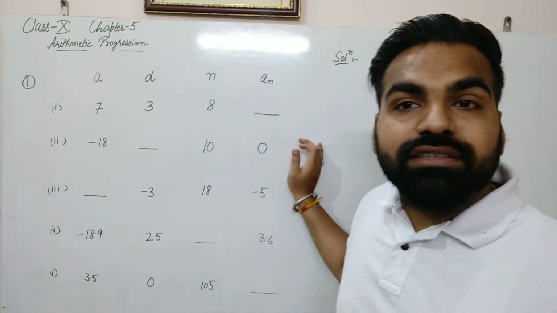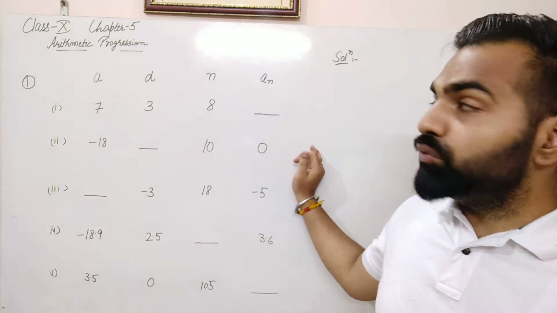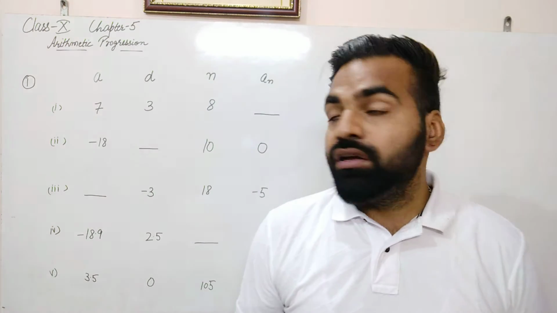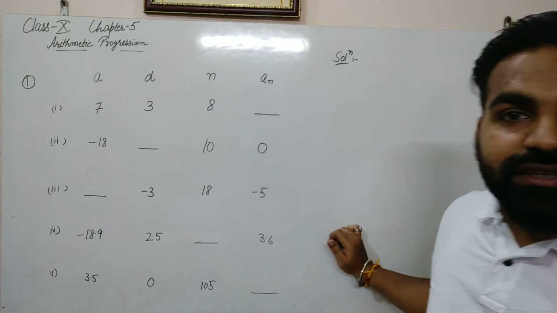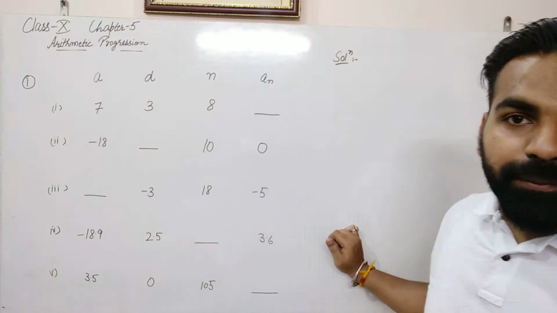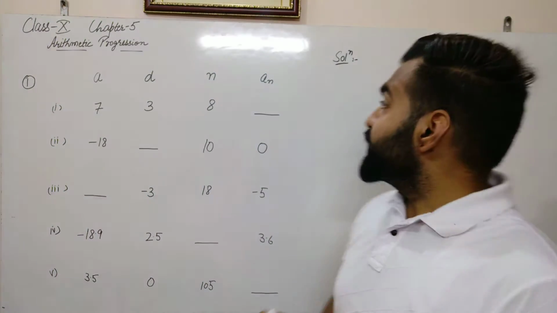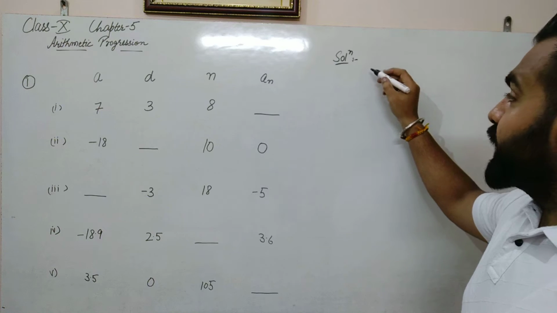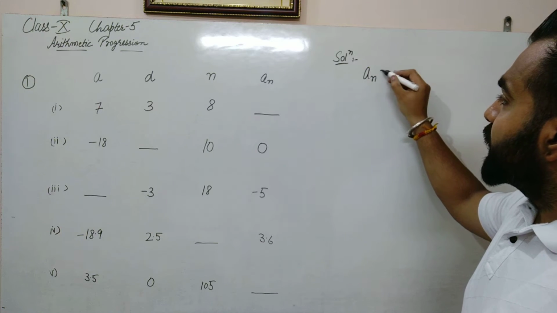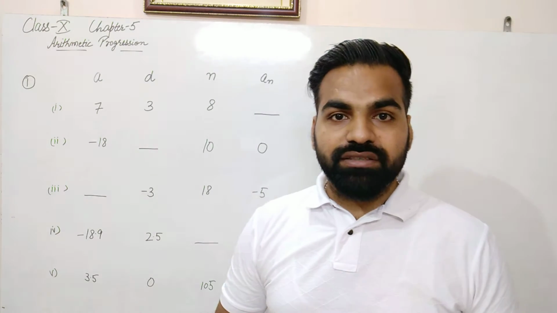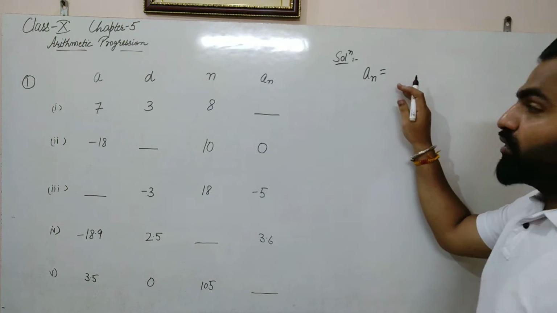So today we will start exercise 5.2, chapter 5, class 10, that is arithmetic progression. In the previous video we discussed the theoretical part of AP and solved exercise 5.1. We discussed how to calculate the nth term in any AP. Any series with a constant difference, that is common difference, is called AP.